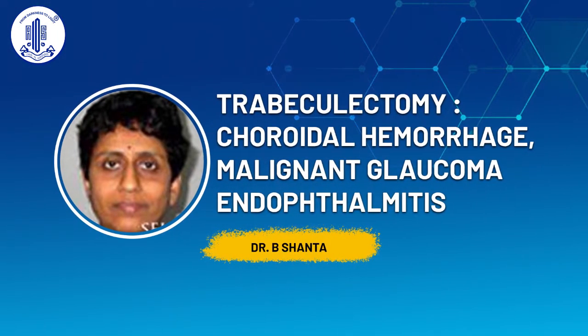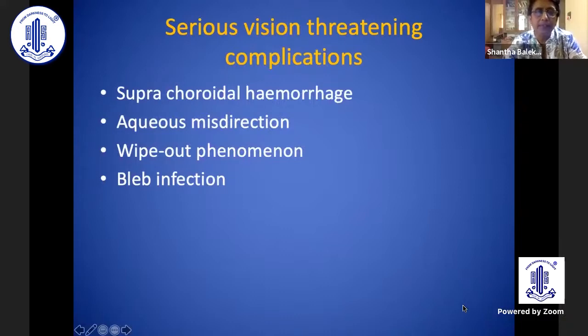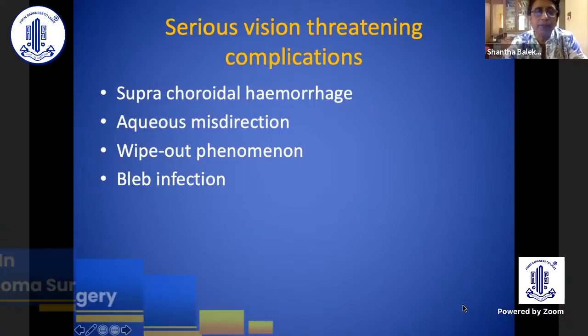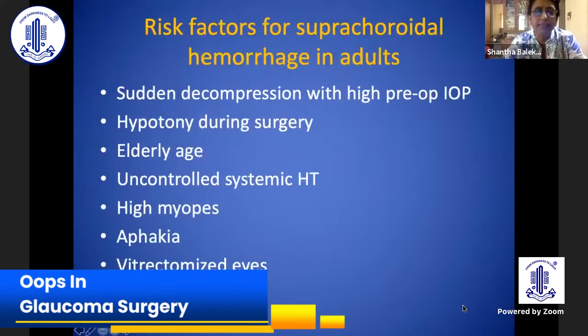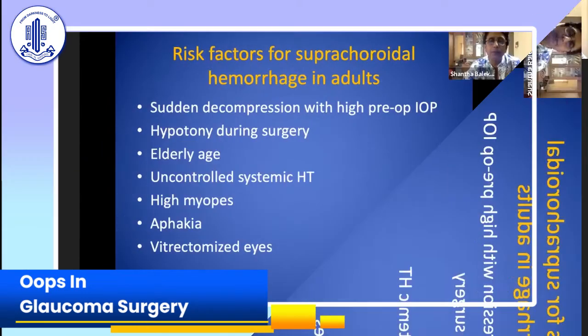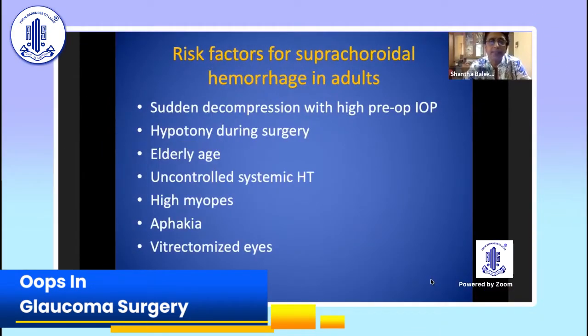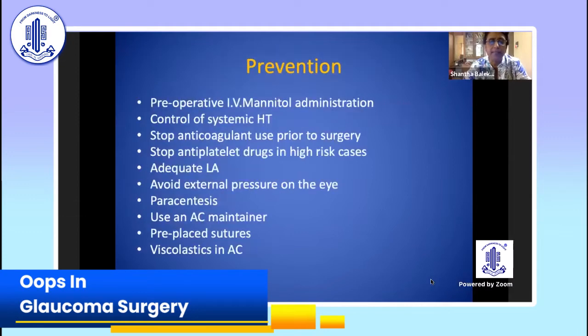So, I have listed out the major vision-threatening complications that we often, not often, rarely face. So, what are the risk factors for suprachoroidal hemorrhage in adults? A sudden decompression in eyes with high preoperative intraocular pressure, hypotony during surgery, elderly age group, especially with uncontrolled systemic hypertension, high myopes, aphakia, and vitrectomized eyes.